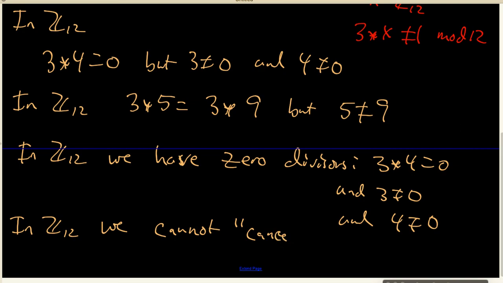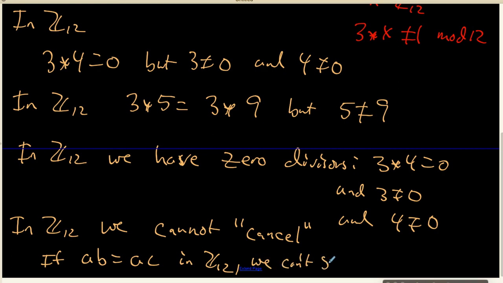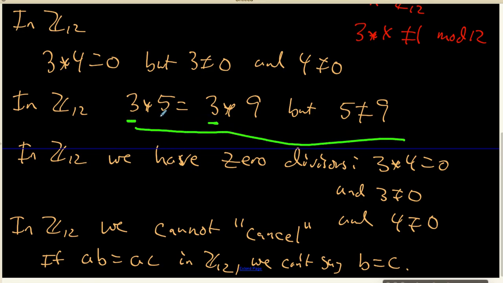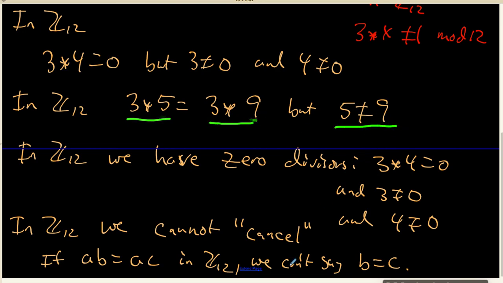And what I mean by cancel, well, first of all, get that written properly. We cannot cancel. And what I mean by this is, if I know that A times B is equal to A times C in Z12, we can't say B is equal to C. And the reason we can't do that is this right here. If A is equal to 3 and B is equal to 5 and C is equal to 9, 3 times 5 is equal to 3 times 9, but 5 and 9 are not the same thing.